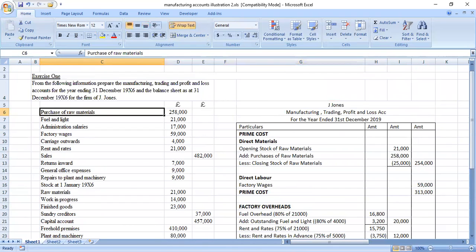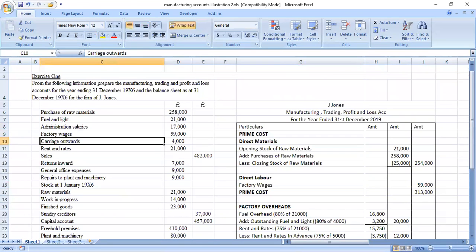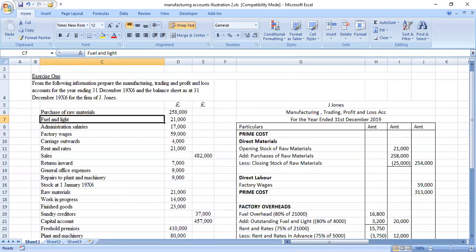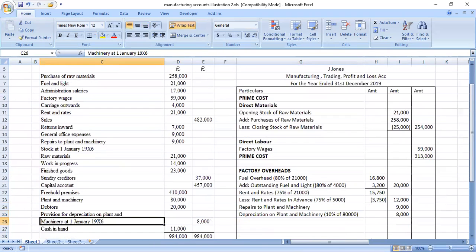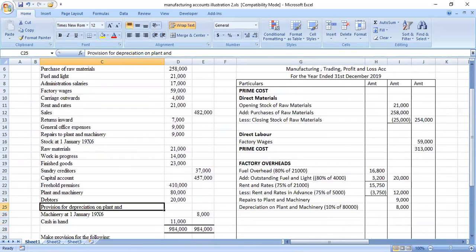From the expenses, let me check whether fuel and light is there. The other one is administration factory wages. They are there. Carriage out was bad. Rent and rates. Tumeweka sales. So ya simu hakuna yenye nimeacha. Ama kuna yenye nimeacha? Yes. Yeah? Raw material.